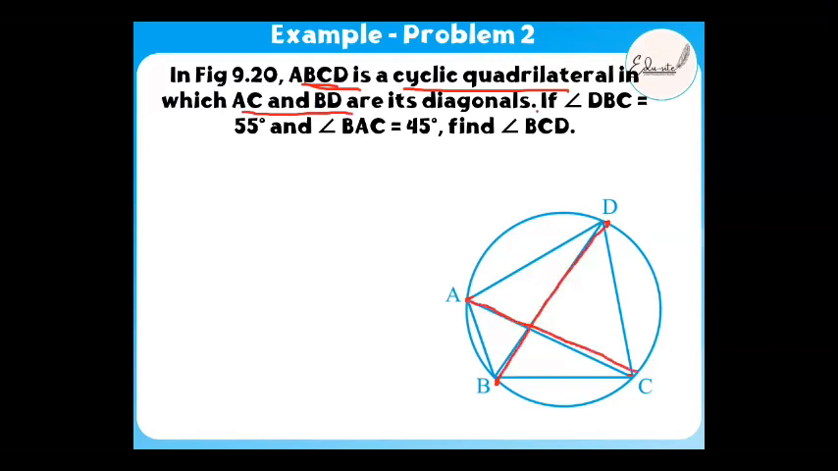Fine. If angle DBC is equal to 55 degrees, where is DBC here, beta? This one, angle DBC is equal to 55 degrees. Angle BAC is equal to 45 degrees. Find BCD, the whole of this angle.